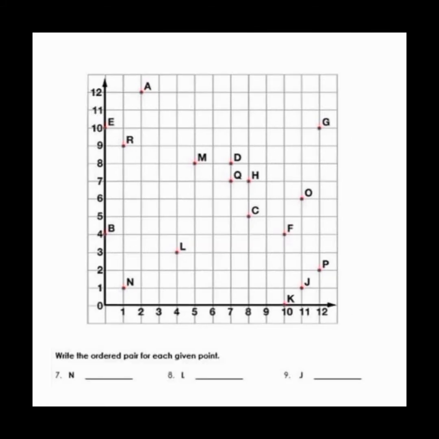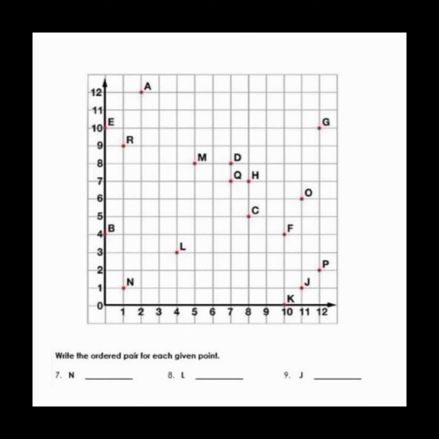Problems number 7, 8, and 9. Let's look at the directions now. Write the ordered pair for each given point. So for number 7, we're going to look at the letter N, and we're just going to write the ordered pair for each given point. So if we look at the x-axis for N, we can see that the number is 1. And if we look at the y-axis for N, we can see that the number is also 1.